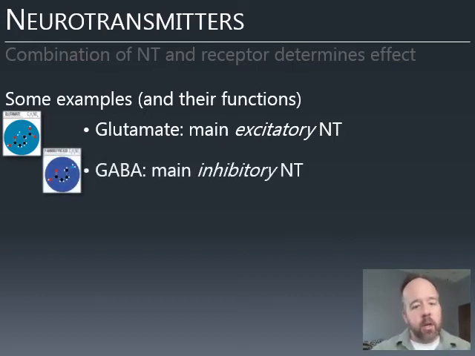Its opposite is called GABA, and GABA is an acronym. We don't need to go into what GABA stands for, but it's the opposite. It's the main inhibitory neurotransmitter. So when the presynaptic neuron releases GABA, the neurotransmitter, it causes the postsynaptic neuron to be less likely to fire an action potential. It inhibits the next neuron from starting a signal.